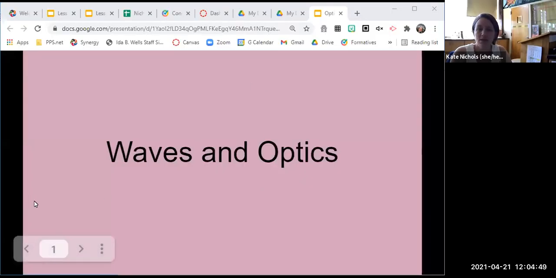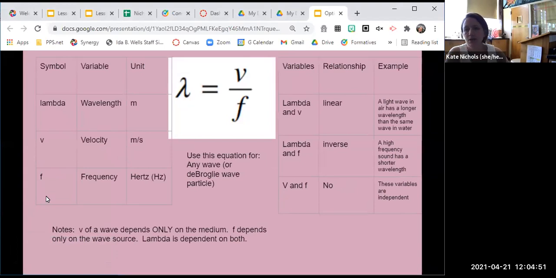So waves and optics. This equation is the wave equation. It is actually one that spans both of these units, the optics unit and the duality unit, because obviously wave-particle duality, this is relevant as well. In this equation, we've got three variables. Hopefully you know what all those mean by this point.